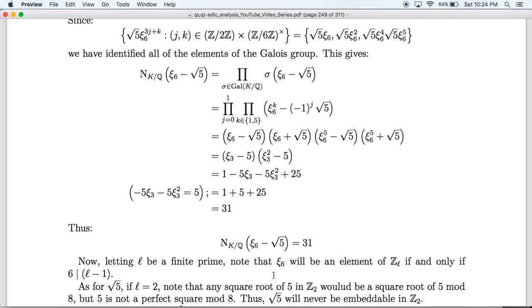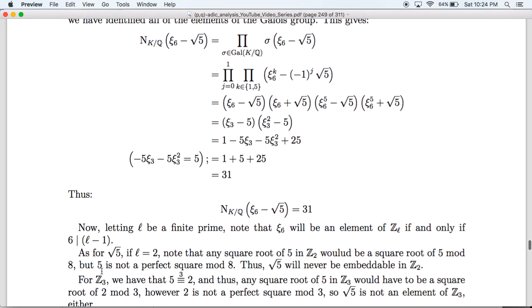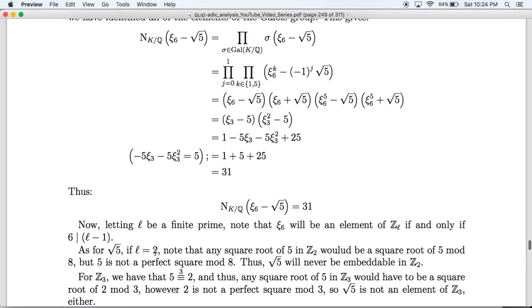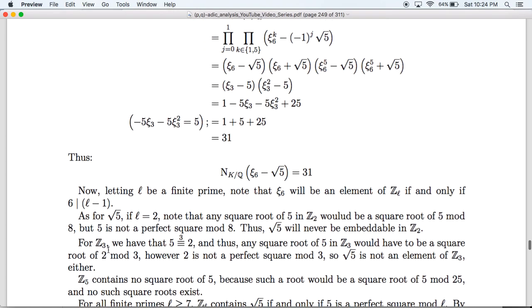So letting L be a finite prime, note that c6 will be an element of Z_L if and only if 6 divides L minus 1. As for the square root of 5, if L is equal to 2, then any square root of 5 in Z_2 would be a square root of 5 mod 8. But 5 is not a perfect square mod 8, so the square root of 5 cannot be embedded in Z_2. For Z_3, we have that 5 is congruent to 2 mod 3, and so any square root of 5 in Z_3 would have to be a square root of 2 mod 3, but 2 is not a perfect square mod 3, so the square root of 5 isn't an element of Z_3 either.